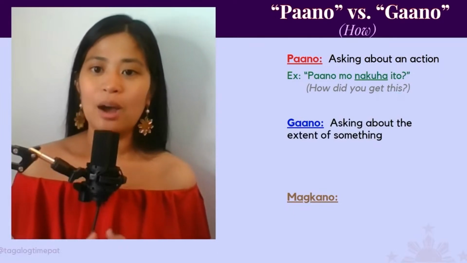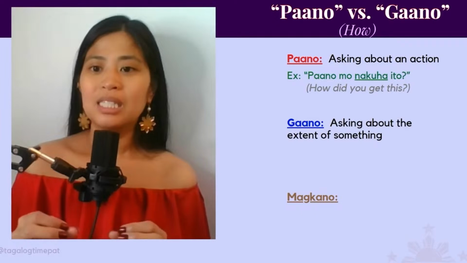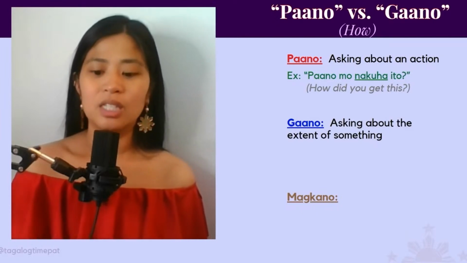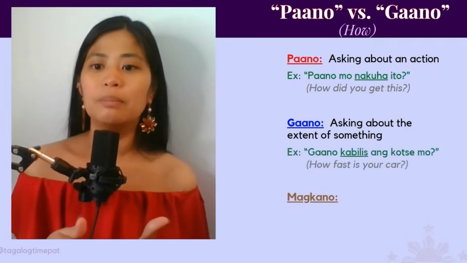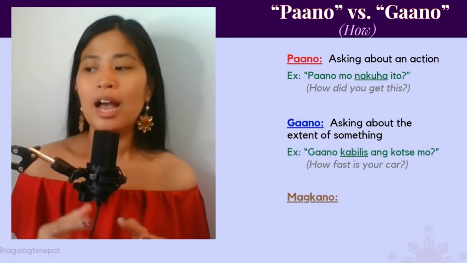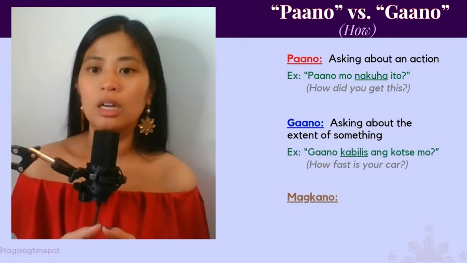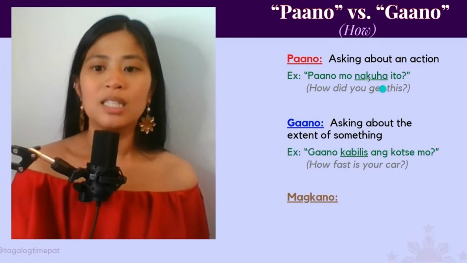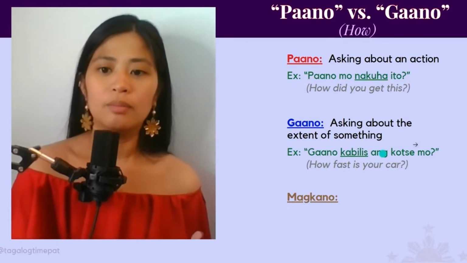Another way to ask how is gaano, but this is asking about the extent of something. Gaano kabilis ang kotse mo? How fast is your car? So it's asking about the speed of your car.